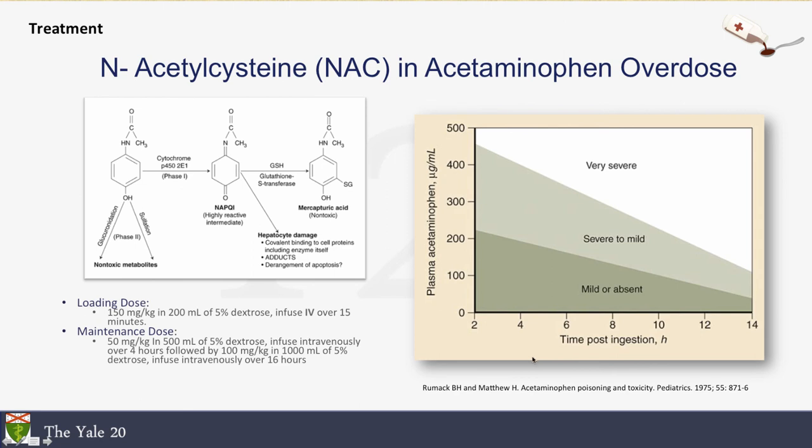The Rumack-Matthew nomogram can be used to predict liver toxicity based on plasma acetaminophen level and time post-acetaminophen ingestion. When the level of plasma acetaminophen meets or exceeds 150 milligrams, NAC is indicated. However, the nomogram is only applicable within 24 hours of massive ingestion, so it's not for chronic users, and it may also be confounded by the presence of other drugs or alcohol. Therefore, it's recommended to give NAC regardless of time since ingestion.